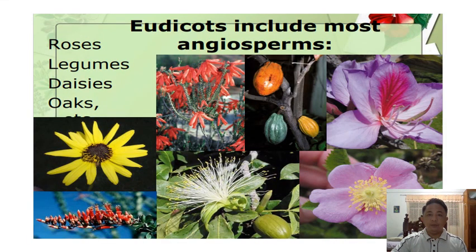The other group of angiosperms are your eudicots, which include your roses, legumes, daisies, and oaks. So those are the four main groups of land plants or terrestrial plants. If we recall, we have the bryophytes, the pteridophytes, the gymnosperms, and the angiosperms. So hopefully you have already memorized those four groups, because it will greatly help you in your classification as we go on further with our lesson.